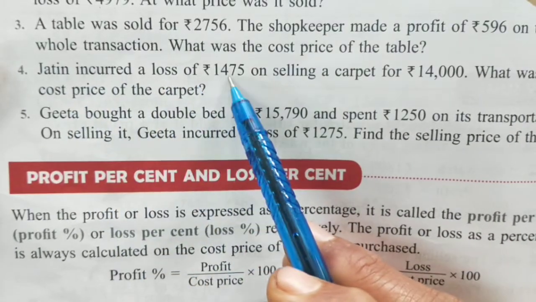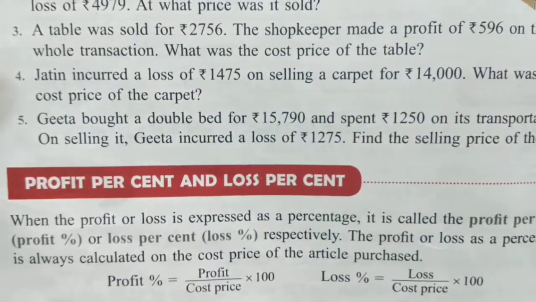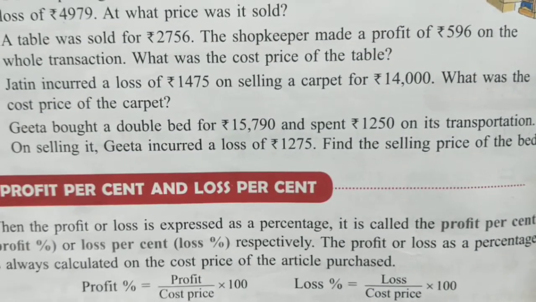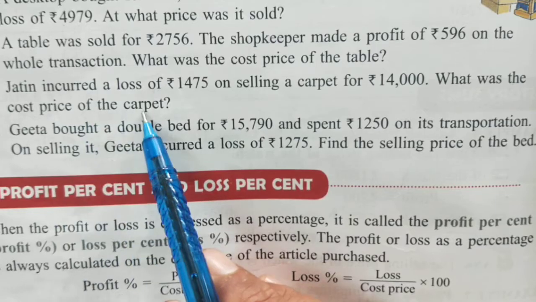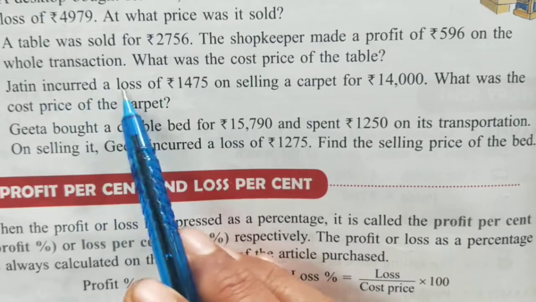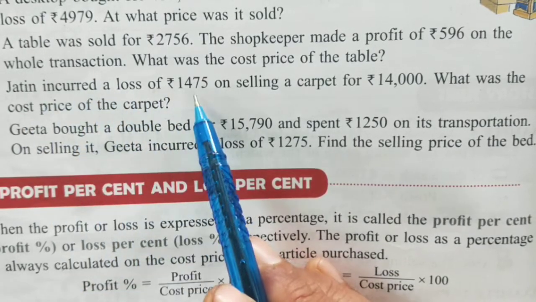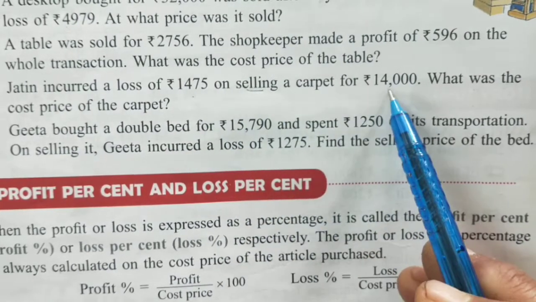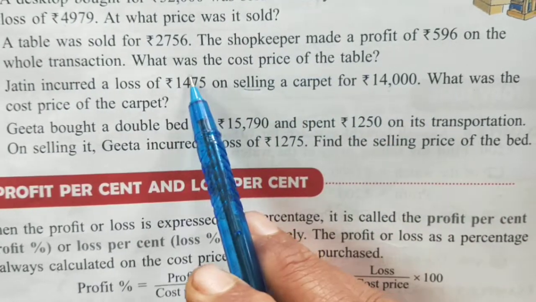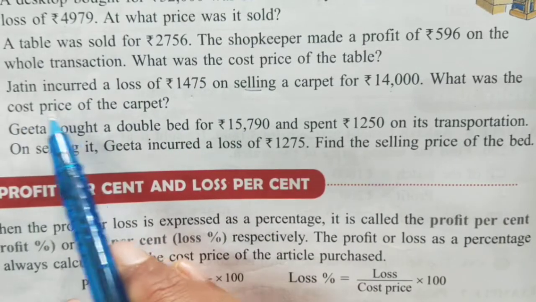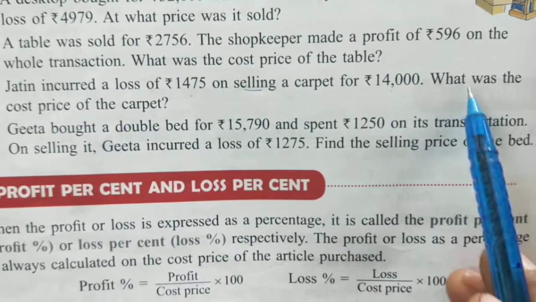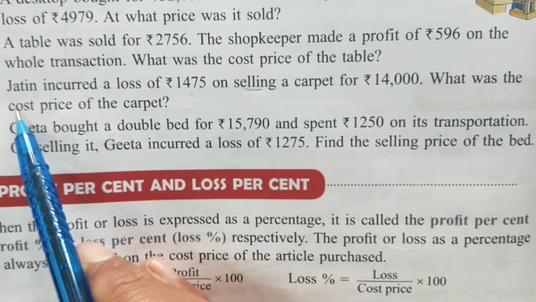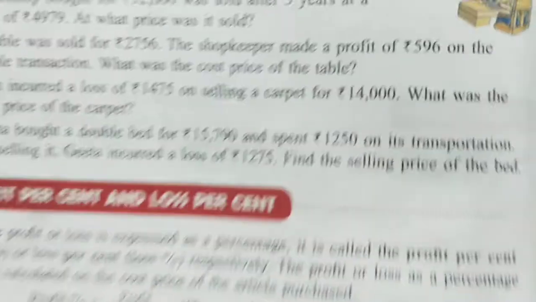Question number 4. Jatin incurred a loss of rupees 1,475 on selling a carpet for rupees 14,000. What was the cost price of the carpet? Jatin made a loss of rupees 1,475. This is loss. Selling, SP. SP, loss, we have to find out CP, cost price. Question is, what was the cost price of the carpet? It means you have to find out CP of the carpet.